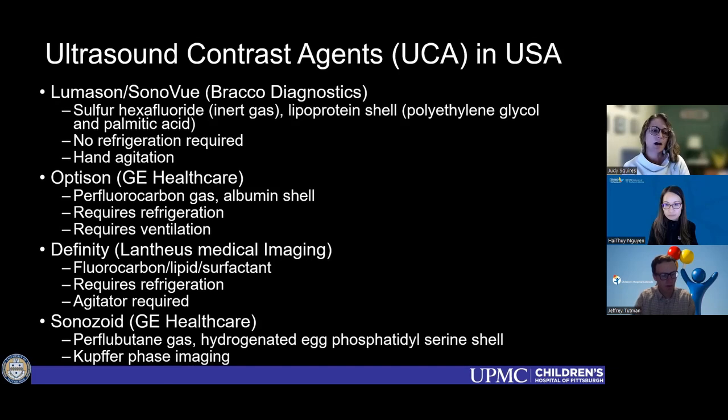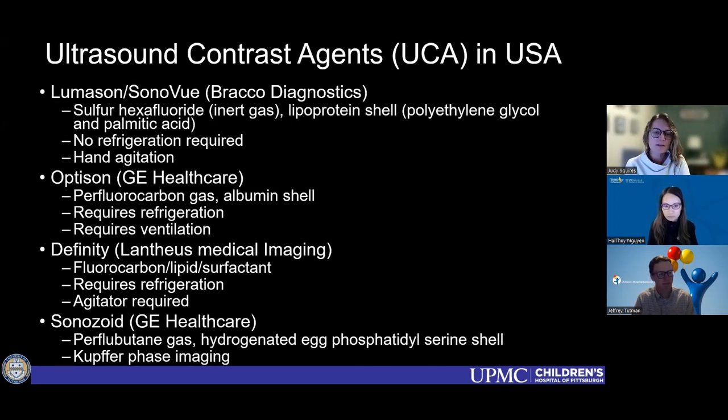That's unlike Definity, where you have to have this little shaker thingy, like a little miniature paint can shaker, that you have to use to mix up the contrast for yourself. Optison, you have to put a little mini spike in the vial to vent it, to then draw it up so you don't burst the bubbles as you're drawing them up.